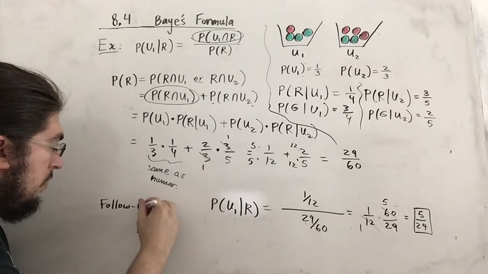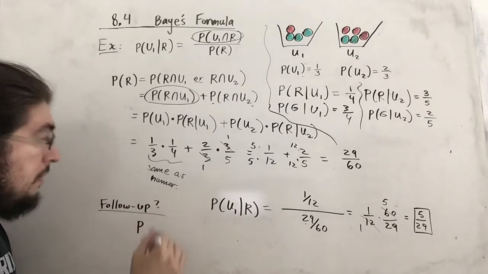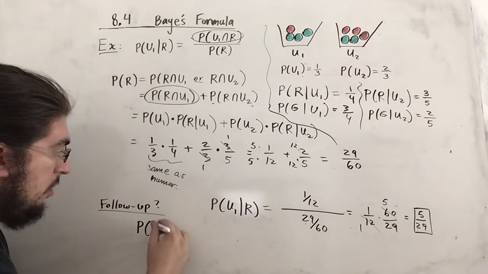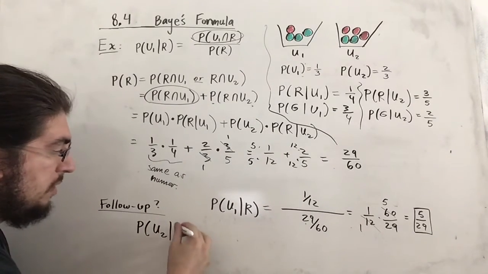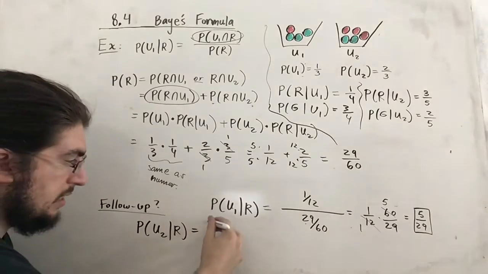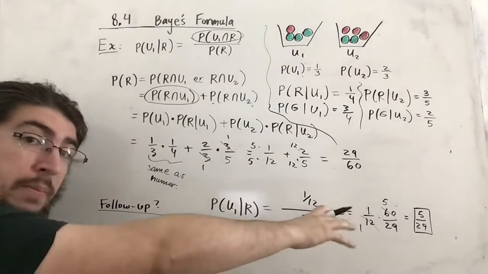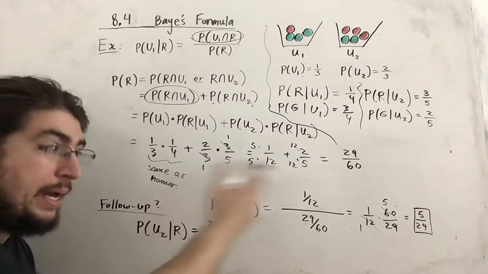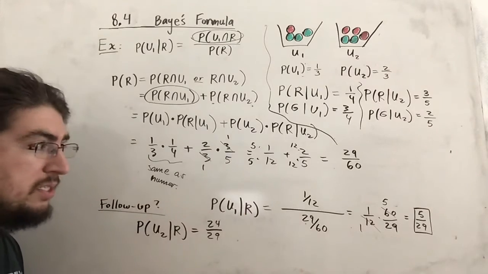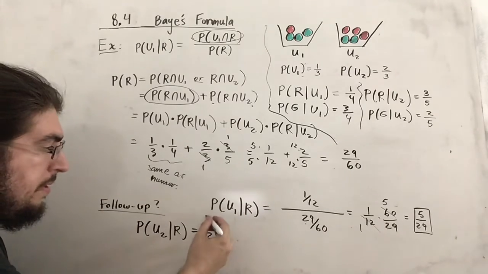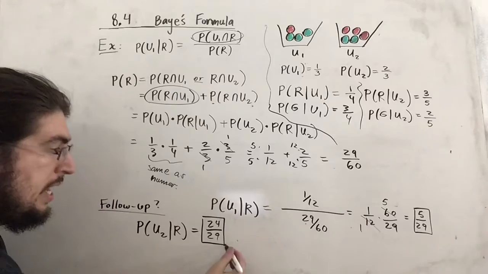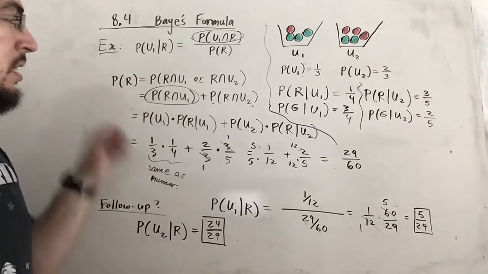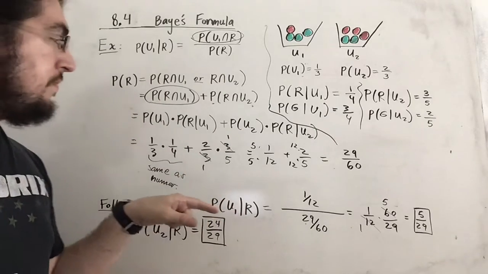So the follow-up question was, what about the probability of drawing from urn 2, given that the ball was red? So I suspect that the probability of drawing from urn 2, given the ball was red, based on the logic I just spoke of, is the complement of this, which is 24 over 29. So notice I'm just doing 1 minus that. So 1 minus a fraction is just, well, bottom minus top over the same denominator. And you can check this for yourself by replacing all u1s with u2s. This denominator will still be the same.